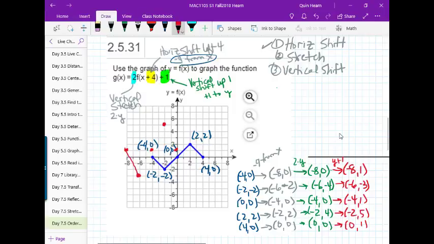So now we're going to connect it, and it should look like the same basic shape, but again, we've shifted it to the left, we've stretched it away from the axis, and we've vertically shifted it up a unit. And please label each of your key points so I know what you've done. Okay, so that red graph would be the graph of g of x.